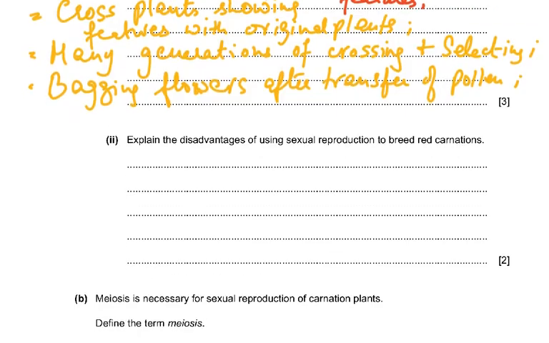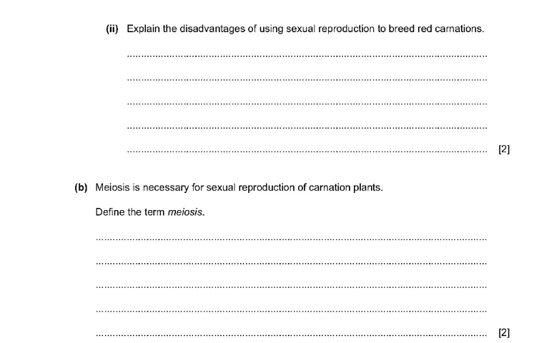Then coming to part 2, explain the disadvantages of using sexual reproduction to breed red carnations. So two parents are required. Offspring might not all be red. It's very time consuming. So this is one of the disadvantages of sexual reproduction, because when you cross them, there's a variation which can be found.